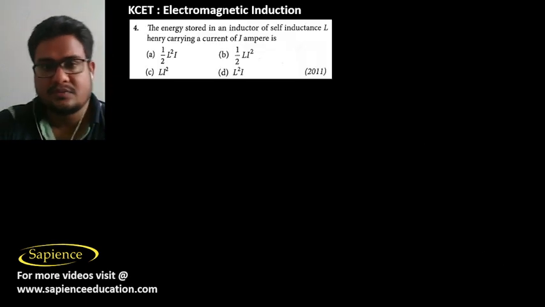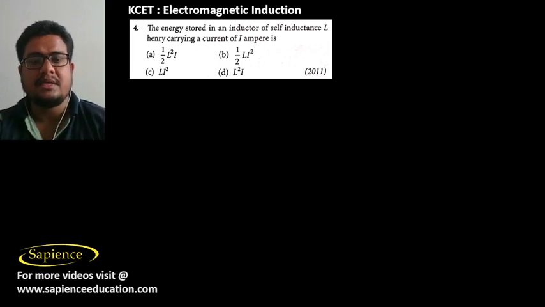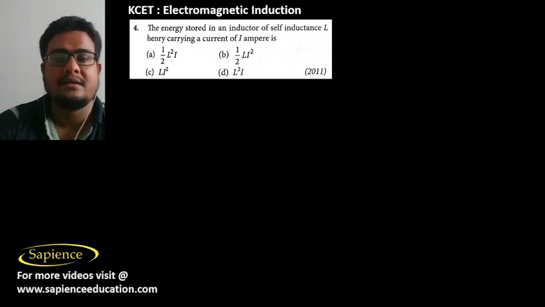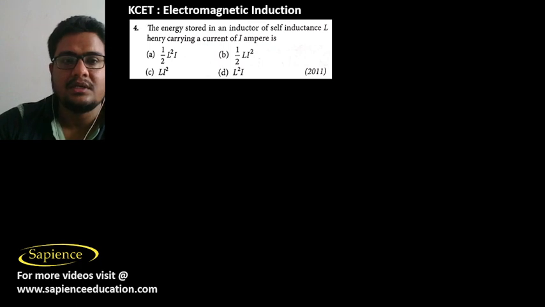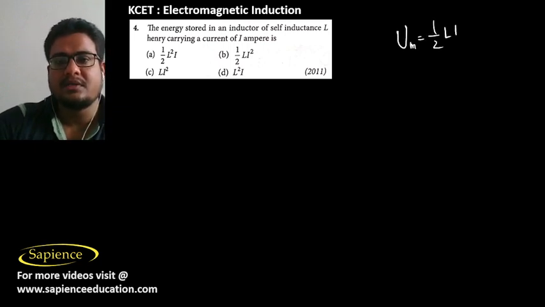Then in question number 4, it is told that the energy stored in an inductor of self-inductance L carrying a current of I amperes. The magnetic energy stored in the inductor is given as half L I squared. Option B is the correct answer.